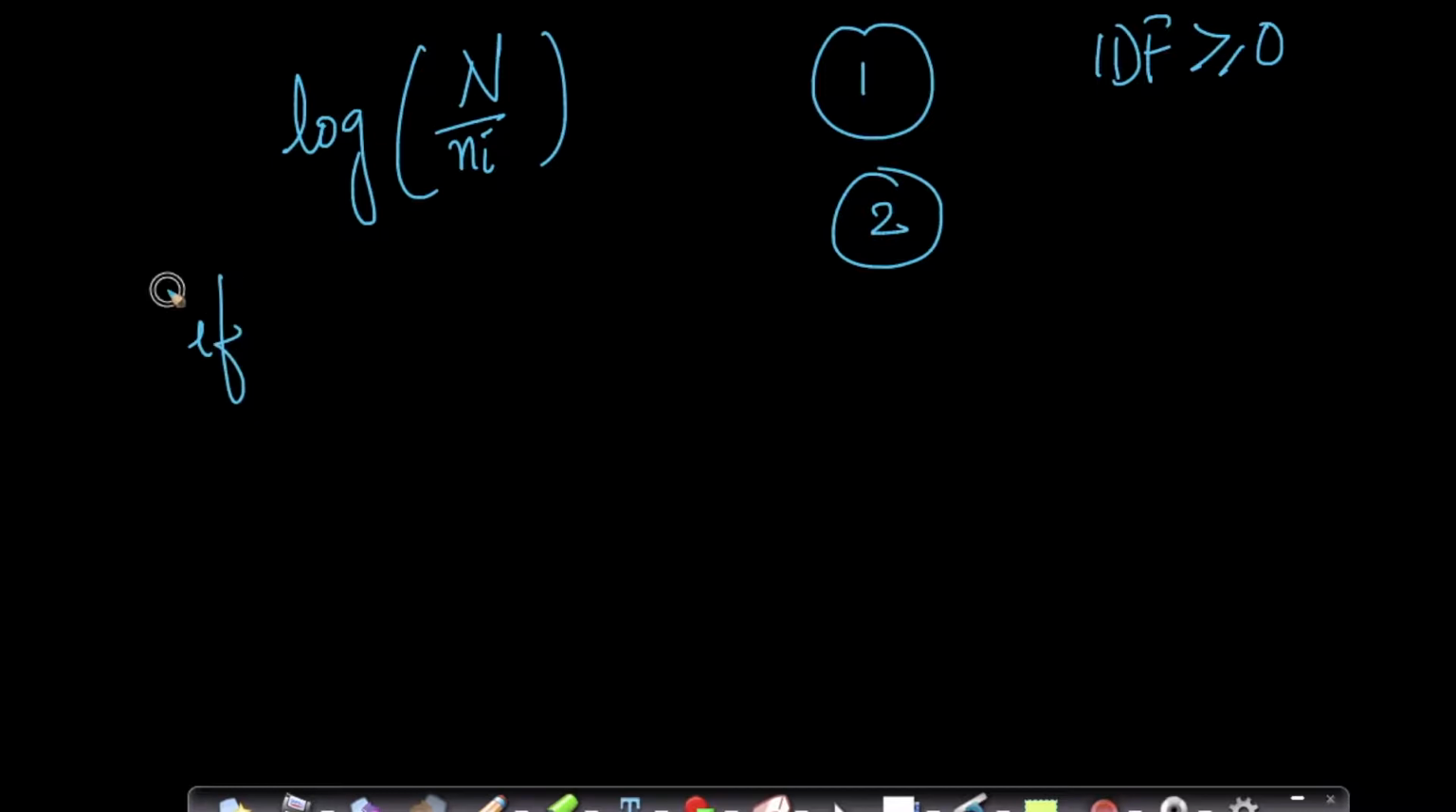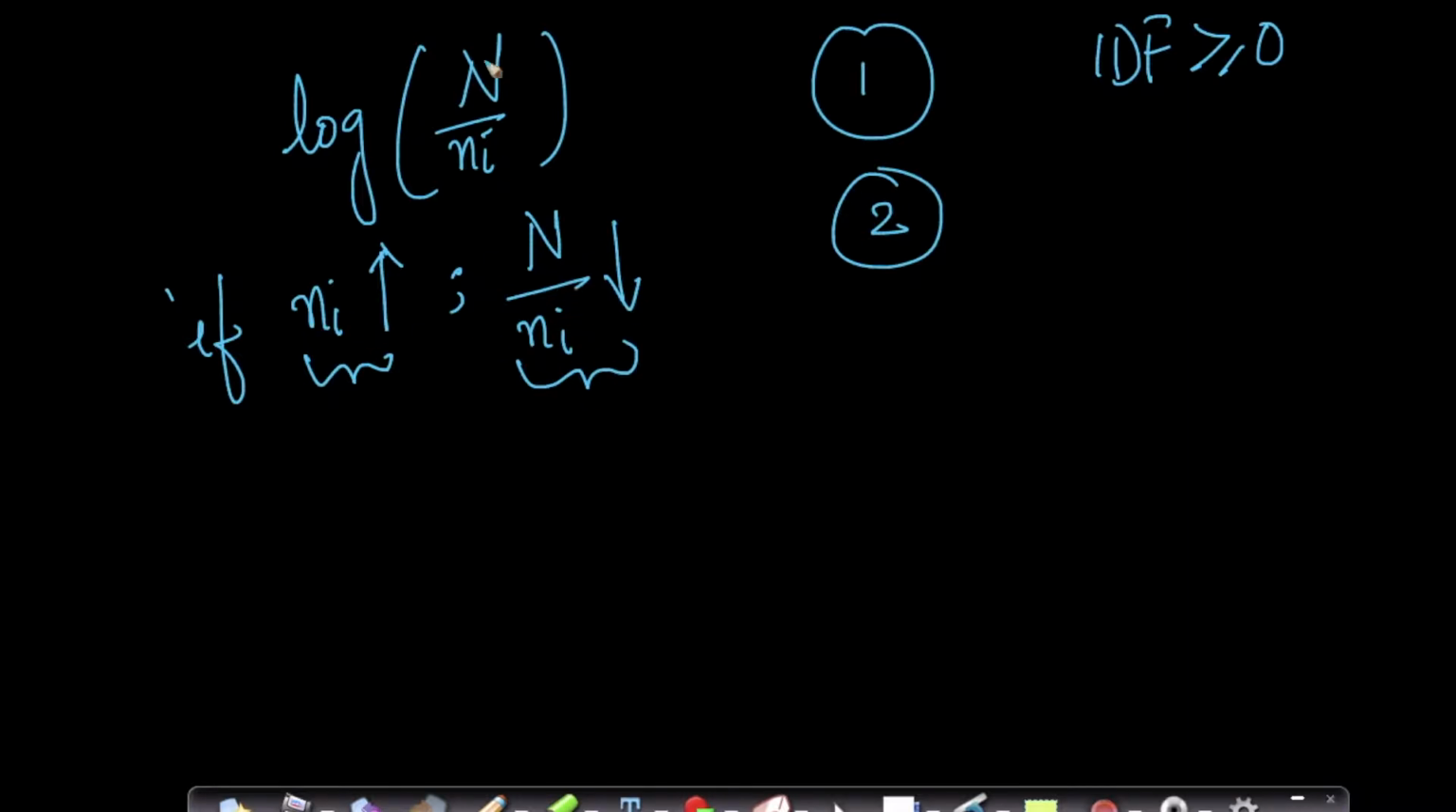Now if Ni increases, what happens to capital N by Ni? It decreases. I use this upper arrow to indicate increasing. If Ni increases, capital N by Ni decreases, right? Because it's inversely proportional.